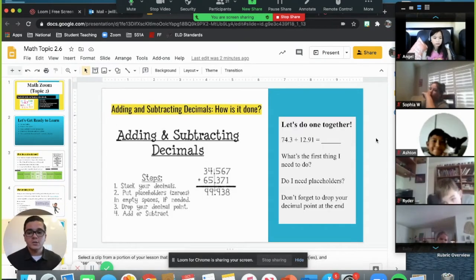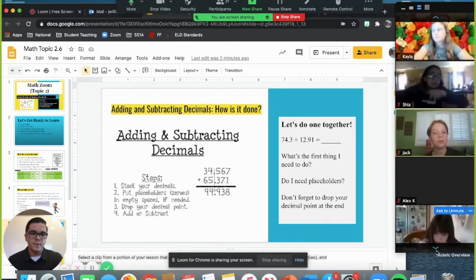So, adding and subtracting decimals. How is it done? I know a lot of you guys know this already, but I just want to go over it as we continue to practice. So we're looking here. We have 34 and 567 thousandths plus 65 and 371 thousandths. The first step you need to do, stack your decimal. Then you're going to put placeholder zeros. In this problem here, do we need a placeholder zero? Thumb up or thumb down?